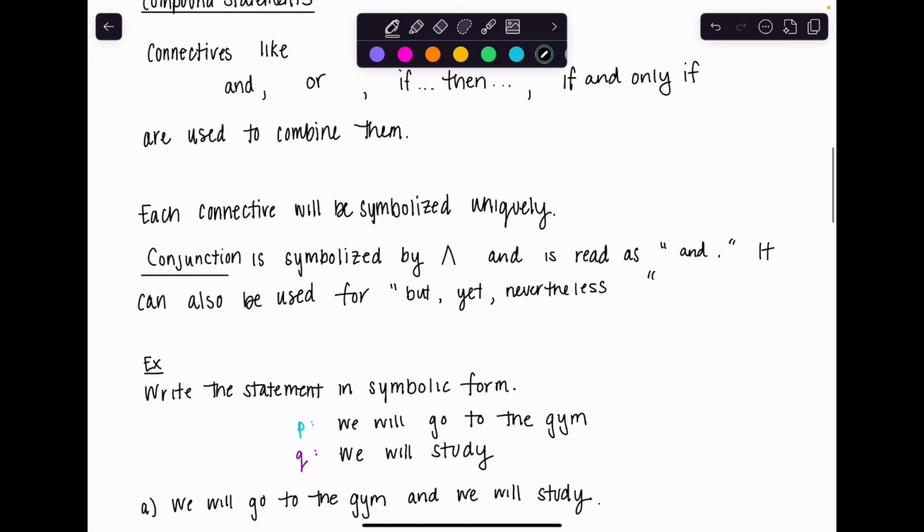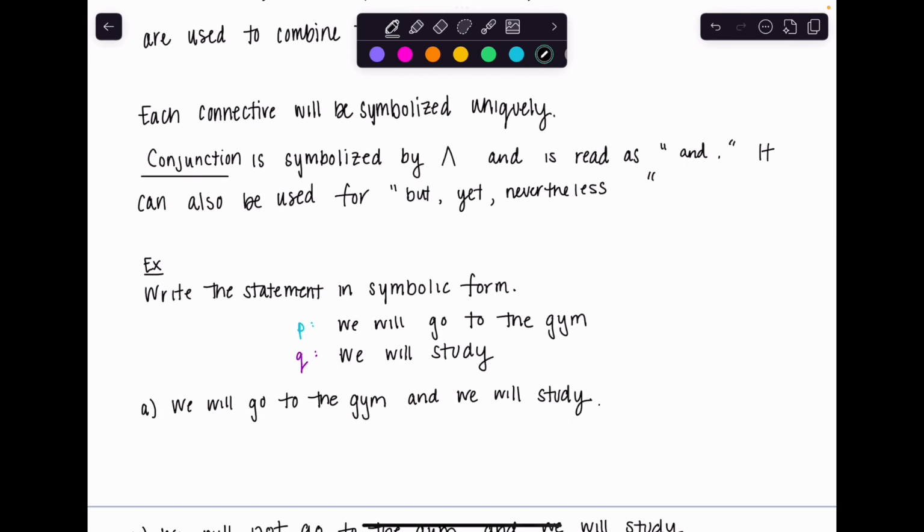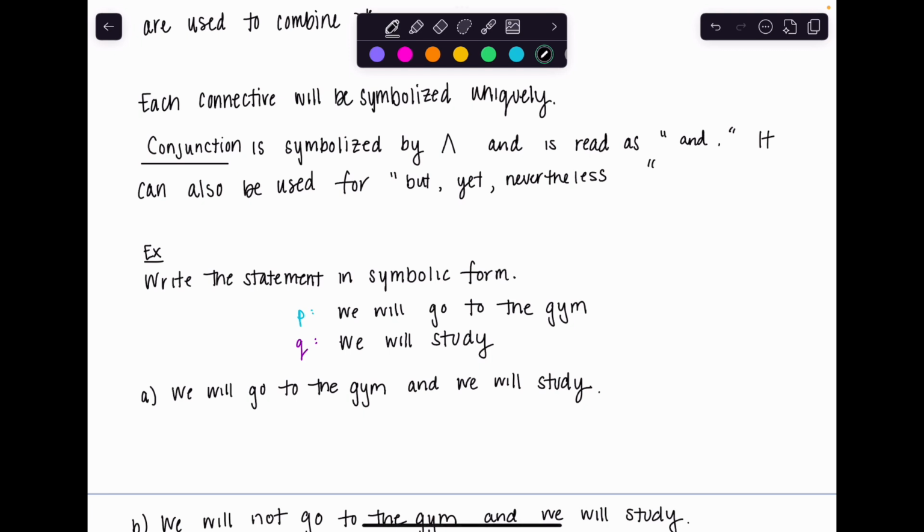So just to give you some idea of how we're going to work with these, we're going to write this statement in symbolic form. So we've got P representing the phrase, we will go to the gym, and Q represents the phrase, we will study. So I want to take this sentence, we will go to the gym and we will study, and write it in symbols. So if you think about the first piece, we will go to the gym, that's exactly P.